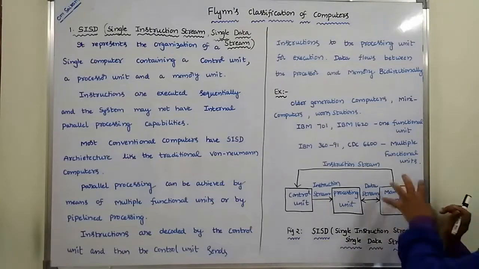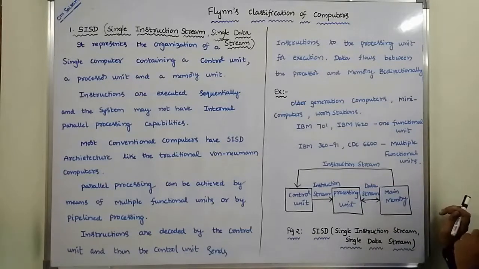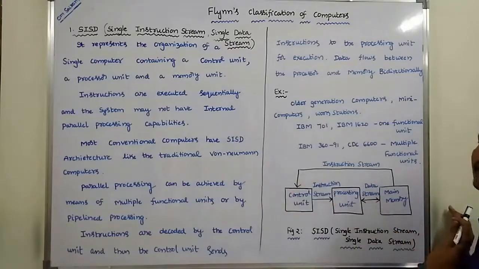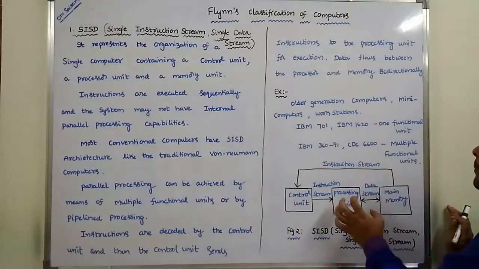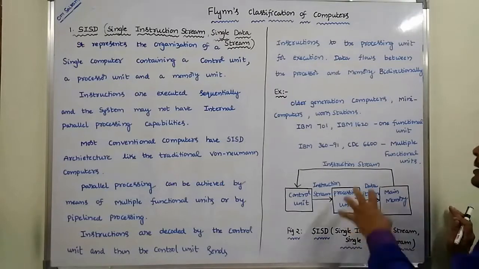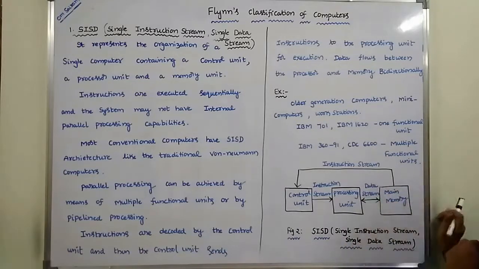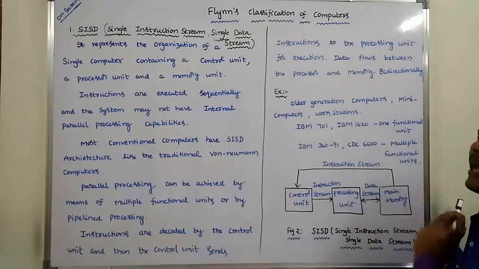Once again, the instructions are stored in the memory, and they are executed sequentially by the processing unit. First the control unit reads the instructions from the main memory as an instruction stream for decoding. Once the decode phase is completed by the control unit, it sends the instructions to the processing unit, that is the ALU. Now the processing unit can execute the instructions by taking the data from the main memory as a data stream. Now the instructions and the data are available in the processing unit, and it executes the instructions.